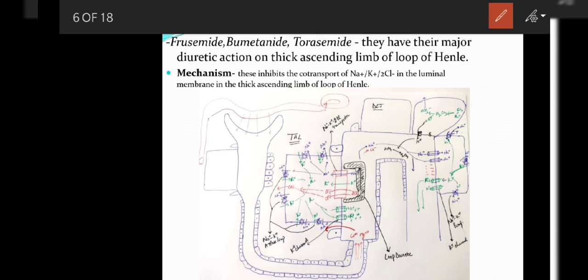So furosemide, when bound here, by multiple mechanisms, is helping in expelling the potassium, making urine acidic.